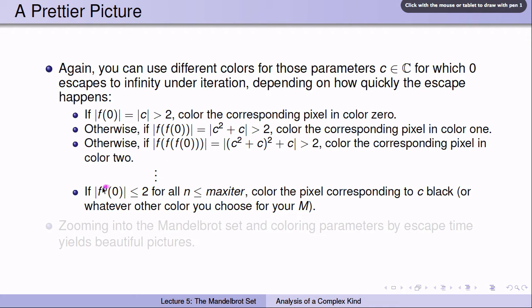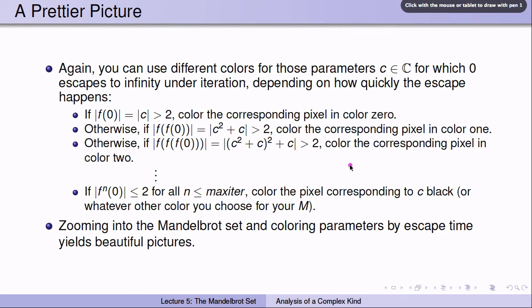And only if all fⁿ(0) remain less than or equal to 2 in absolute value, then color the corresponding pixel black, or whatever other color you choose for your Mandelbrot set. Zooming into the Mandelbrot set and coloring parameters by escape time yields beautiful pictures, as we see in these following examples.